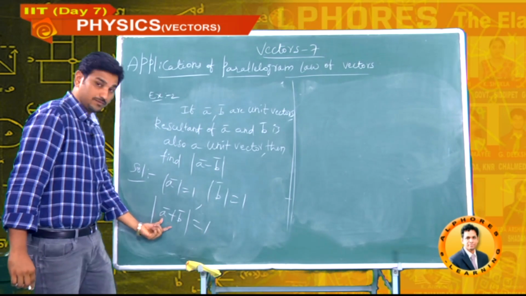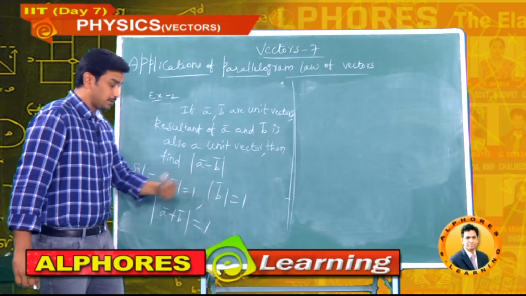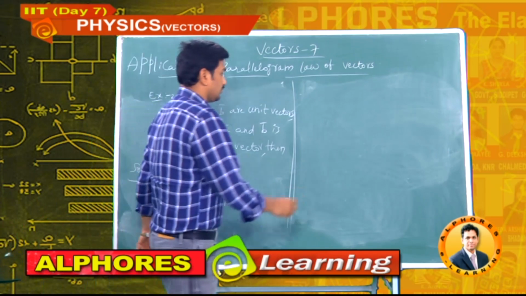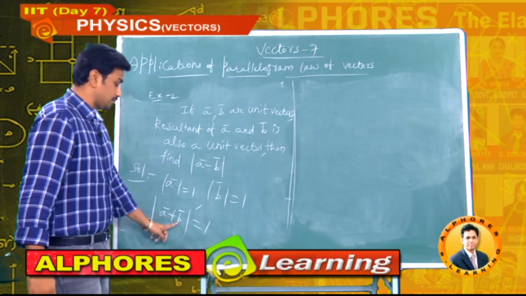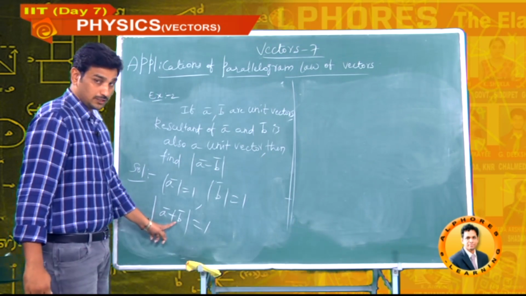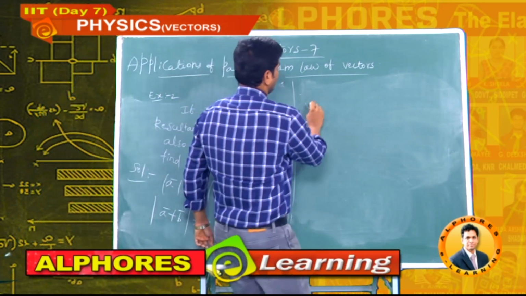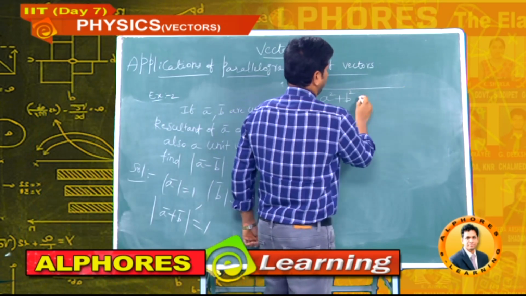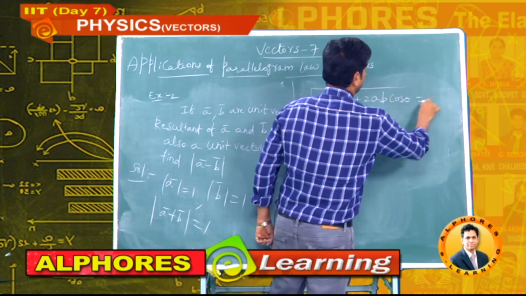I think you got the clarity. Now we should calculate mod a bar minus b bar. How to calculate mod a bar minus b bar? First I will use this. What is mod of a bar plus b bar? Root of a square plus b square plus 2ab cos theta. That is the parallelogram law of vectors statement. This one, root of a square plus b square plus 2ab cos theta is equal to 1.